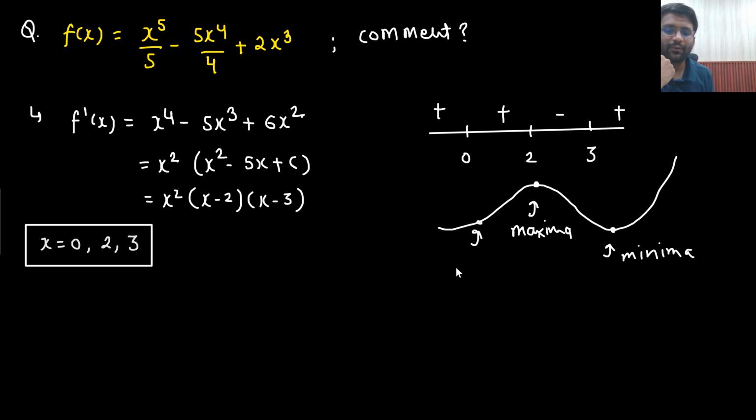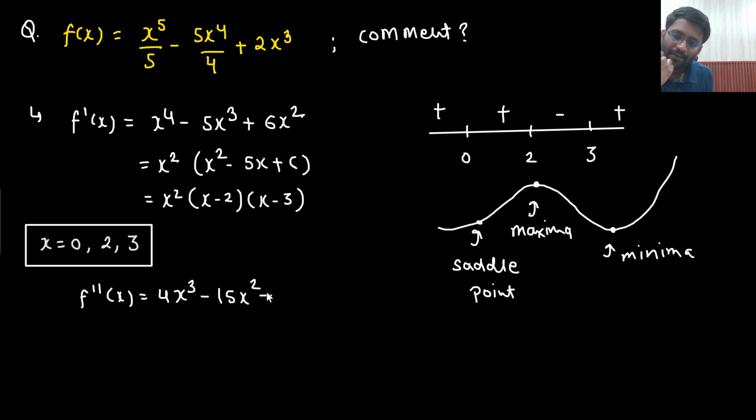It will be a point of inflection for sure, but if I have called it a saddle point, then surely it will be a point of inflection. So let's call it saddle point. Now my matter of concern is 0, 2, 3. So what I will do is find out f double dash x. f double dash x will be nothing but 4x cube minus 15x square plus 12x. Say yes or no. 4x cube minus 15x square plus 12x.